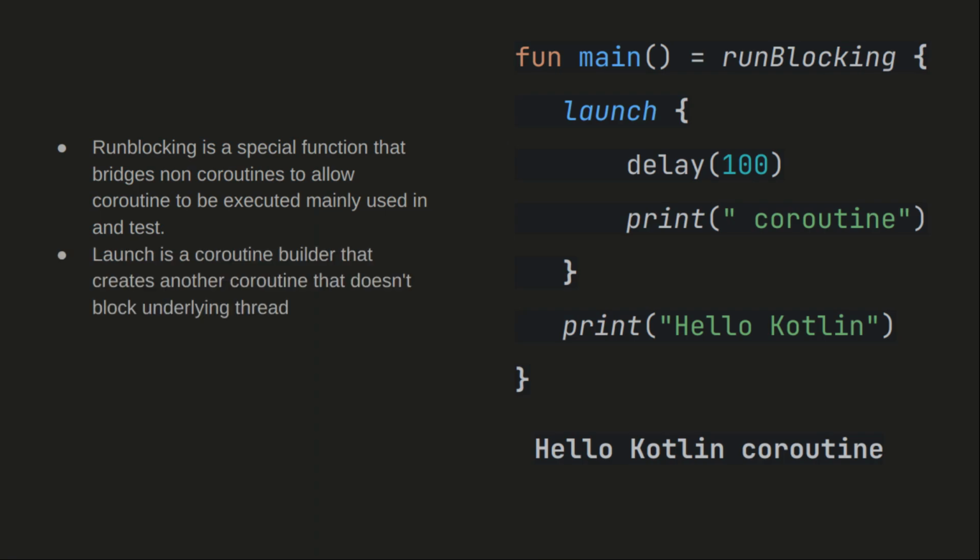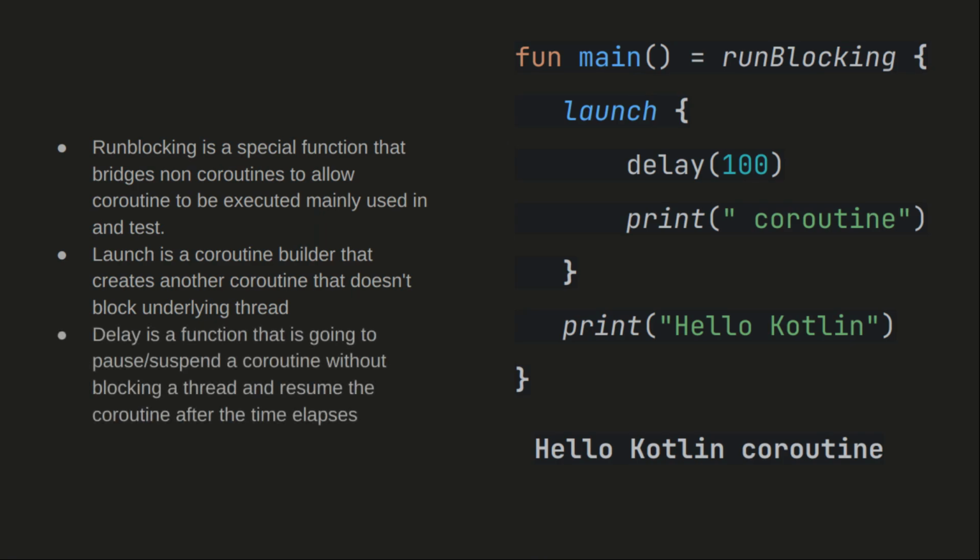Another case, we have launch, which is a Kotlin coroutine builder that creates another coroutine and does not block the underlying thread. So basically we are launching here a new coroutine that is not going to block the main thread, because you can see we are inside the main function here. So this is just a launcher, and we are going to speak more about this in future videos.